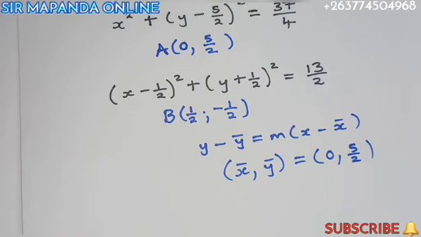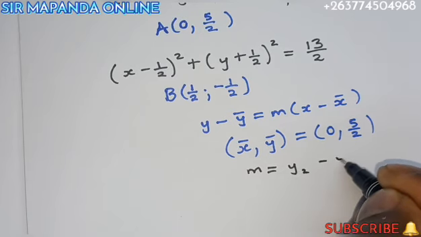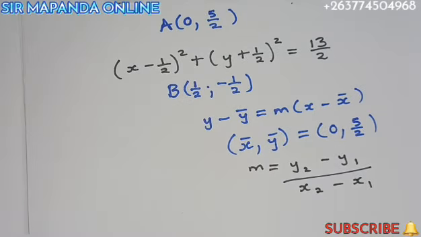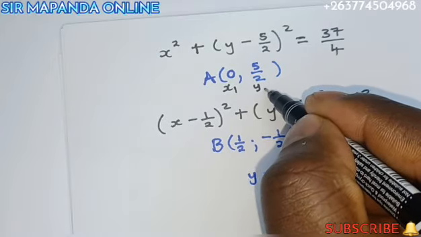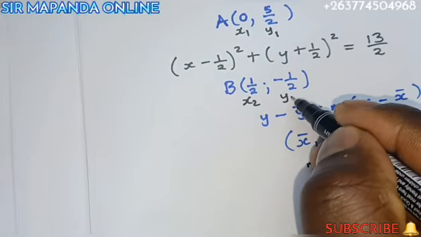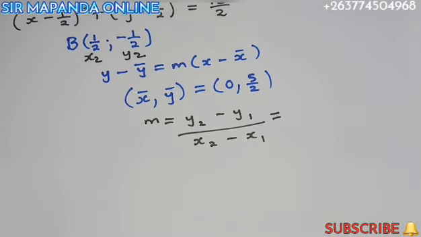Even if you choose B, half and minus half, to be bar x and bar y, you still get the same answer or the same result. Right. What is M? M denotes the gradient of the line, which is found by the formula y2 minus y1 divided by x2 minus x1. So on 0, you have x1, 5 over 2, y1. Then this half is our x2, minus half is our y2. Let us substitute this in the gradient formula.